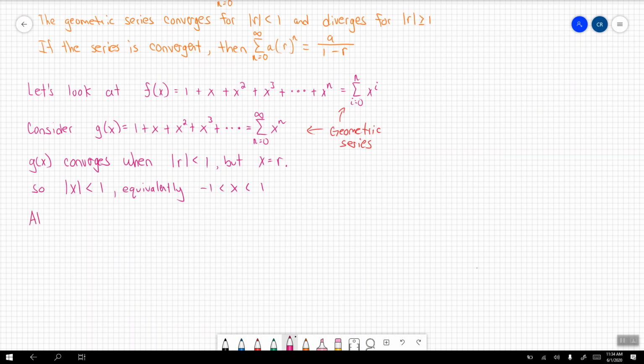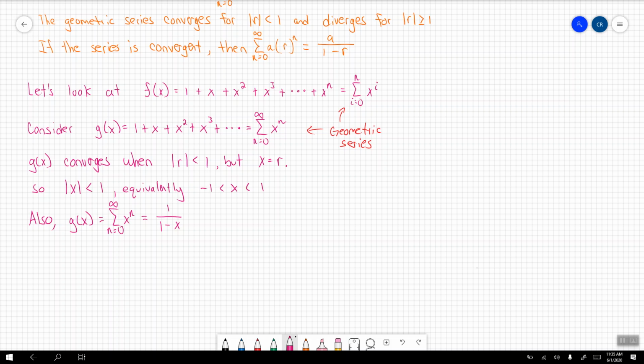Also, if it converges, then g of x, which is this series here, the sum from n equals 0 of x to the power of n, is equal to the convergent formula that we have. But what is a? In other words, what is the beginning value, the first initial term? That's just 1, divided by 1 minus r, but what's r? That's just x.